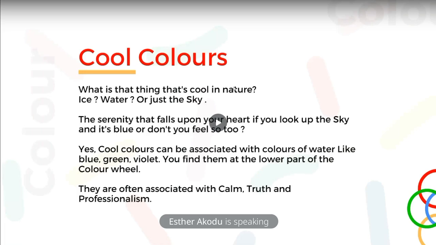So cool colors are colors like blue, green, violet. You find them at the lower part of the color wheel. And they're also usually associated with calmness, truth, and professionalism.